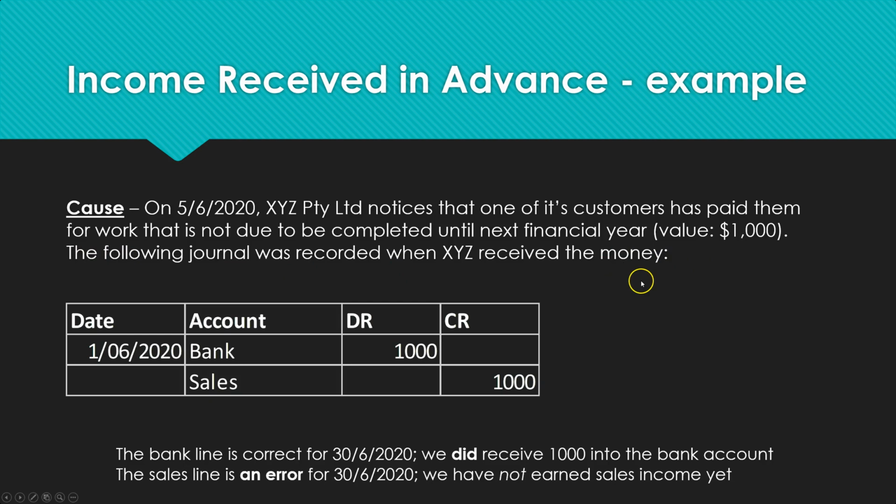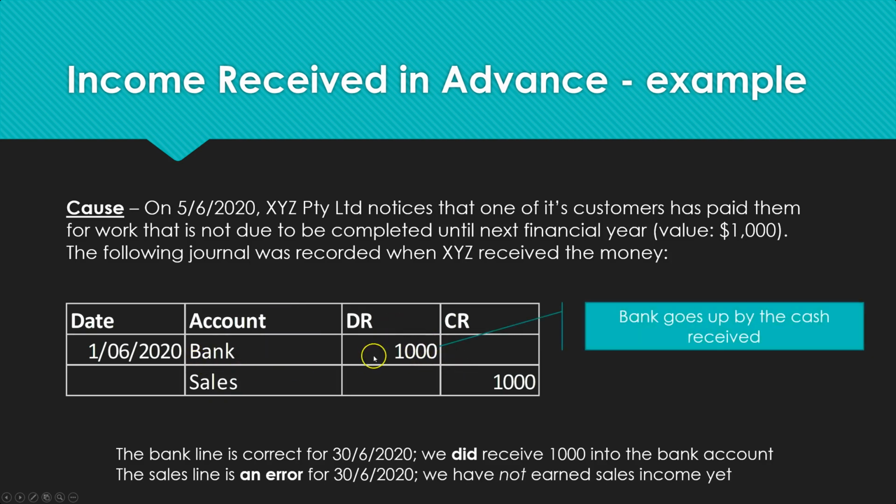So this was the mistake. What we would have done is gone, okay, well, our customer's given us money. So without thinking, we go, okay, well, bank's going to go up. That's the cash that we received. And that's fine. That's actually correct. The bank did go up by 1,000. That's not the error here.